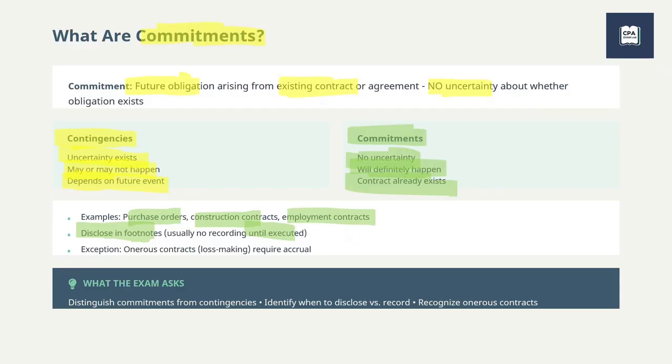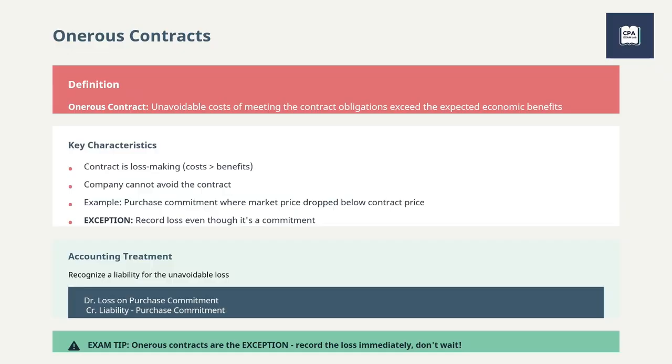Of course, like everything, there's an exception: onerous contracts. If we are in a contract and, after we made it, the conditions have changed, and now we know for certain that this is going to be a loss for us, we need to record it. On the next slide, we're going to go into more detail.